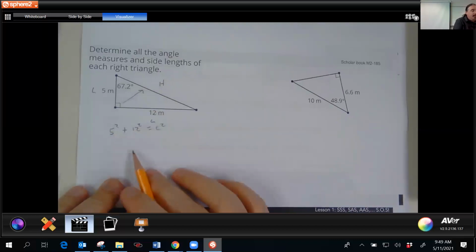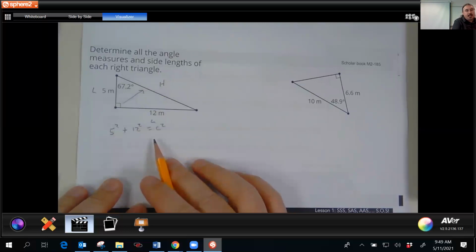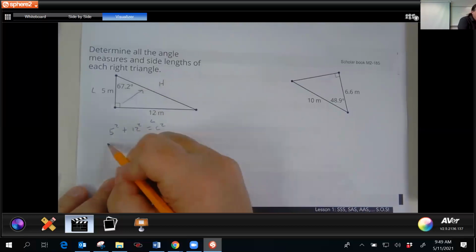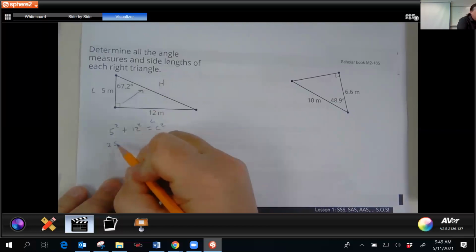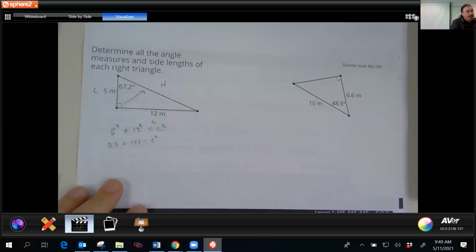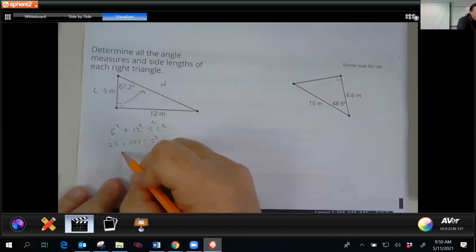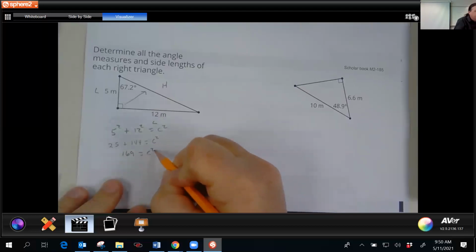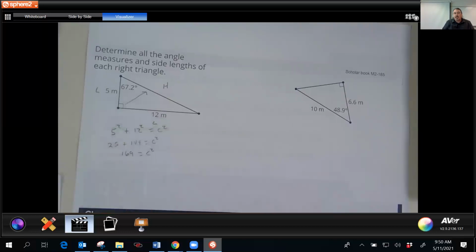Before I begin to do anything in this particular process, I'm going to go ahead and unsquare my legs. So that's going to give me 25 plus 144 equals c squared. Combine our like terms, it's going to be 169 equals c squared. And at this point, we're solving for c. We want to know the hypotenuse of this particular problem.